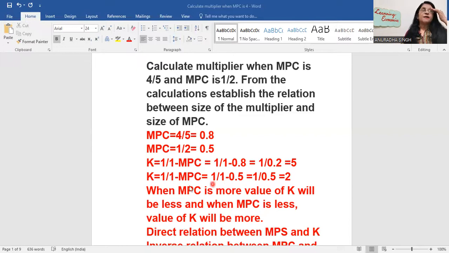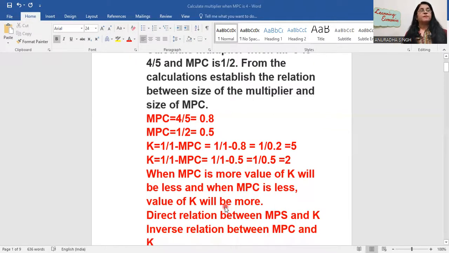In the next part, K is equal to 1 upon 1 minus MPC, and we are finding the multiplier according to 0.5. Now what is happening? 1 upon 1 minus 0.5 is equal to 1 upon 0.5, which is equal to 2. See, now what happens is that when MPC is more, the value of K will be less. When MPC is less, the value of K will be more.